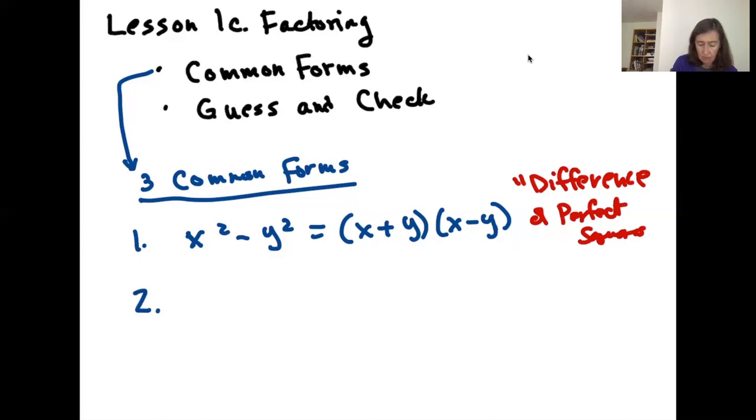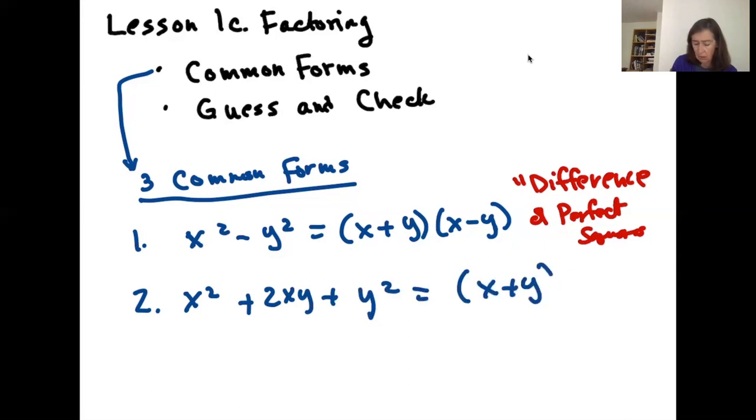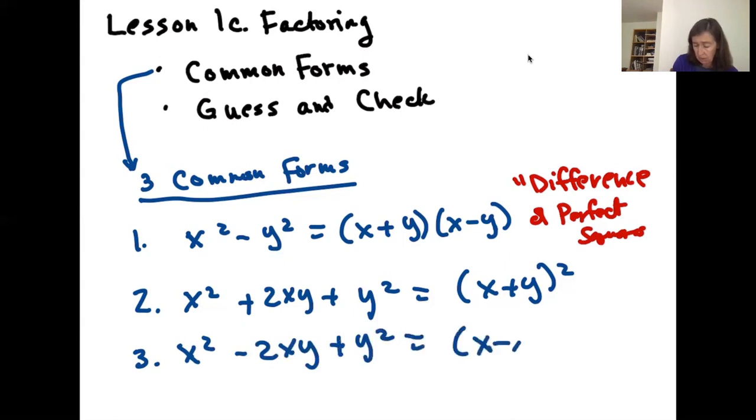The second common form is x squared plus 2xy plus y squared. That equals x plus y, squared. And the third one is almost the same, but with one critical difference: x squared minus 2xy plus y squared is x minus y, squared. Okay, so a couple of comments on these.